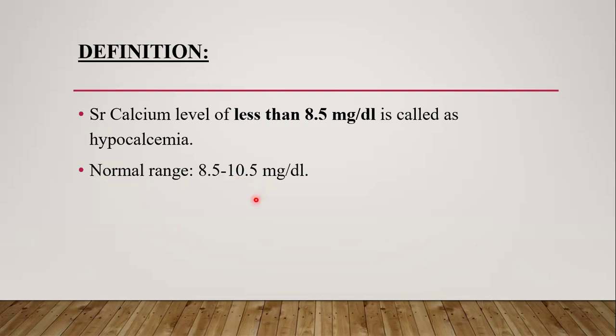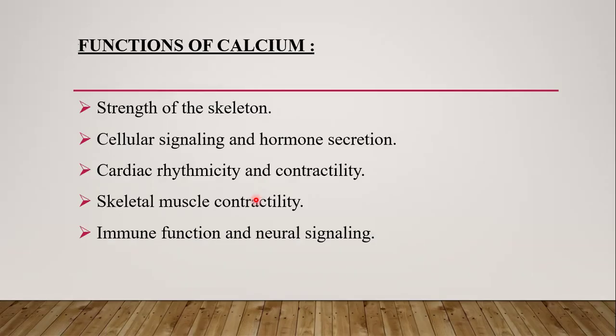So let's see what the etiologies are. Let's see first what the functions of calcium in our human body are. It gives strength to the skeleton. It helps in cellular signaling and hormone secretion. It maintains cardiac rhythmicity and contractility. It helps in skeletal muscle contractility, and it helps in immune function and neural signaling.